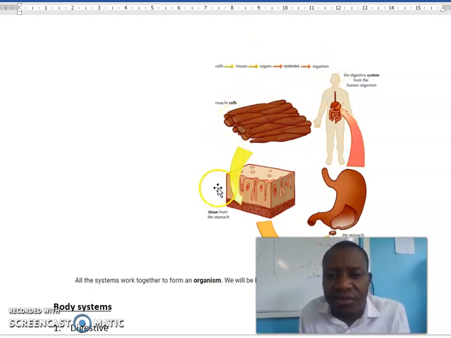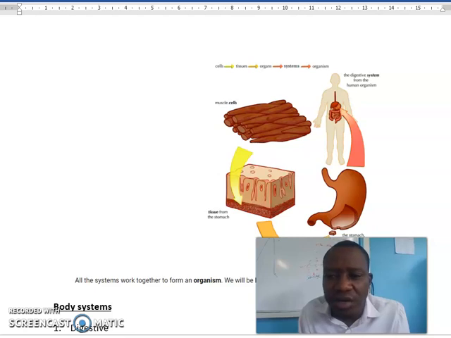Muscle tissues form the tissue of the stomach, and the stomach is an organ which is also part of the digestive system. And this digestive system is one of the main systems that we find in organisms, whereby food is taken into the body, used by the body, and ultimately thrown out of the body. This is a summary of cells, tissues, organs, and systems, and ultimately the formation of organisms.